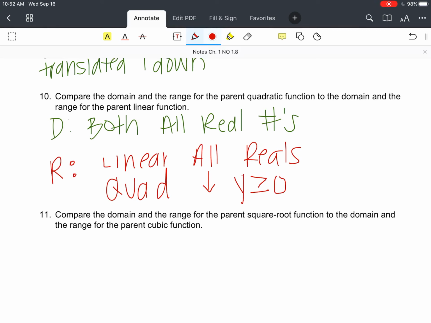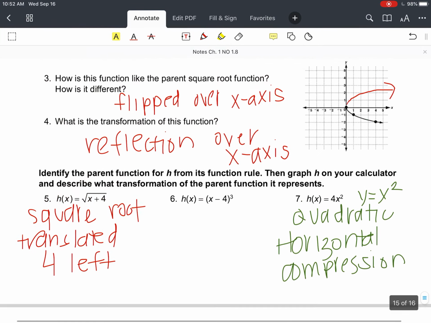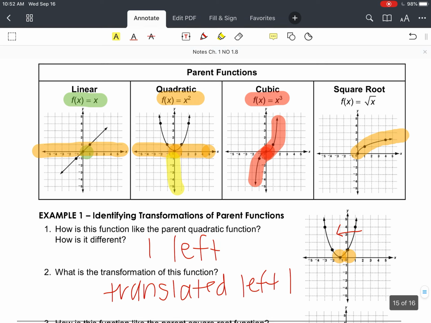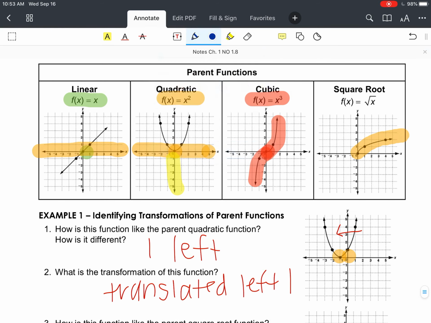So number 11, this is a little bit trickier, but I know you can do it. So compare the domain and range of your parent square root function. So come up here to look at the parent square root function here and compare the domain and range between that and the cubic. So what can your x's be or not be? What can your y's be or not be? So again, try this on your own and then always compare your answer against the key.